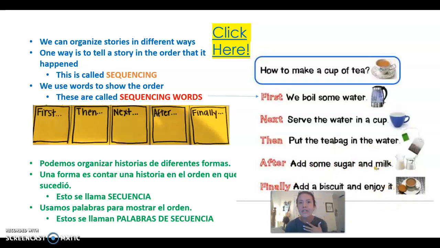So I made sure to use those sequencing words first, next, then, after to tell someone how to make a cup of tea. And those things have to be in order because otherwise they won't be able to make the cup of tea the way that I want them to make it. If I said, first you add a biscuit and enjoy it, my reader is going to say, enjoy what? I haven't even made anything yet. Because we didn't have them boil the water first. We didn't have them serve the water in a cup next. We didn't have them put the tea bag in the water then. We have to tell in order so that our reader can follow the story that we're trying to tell.